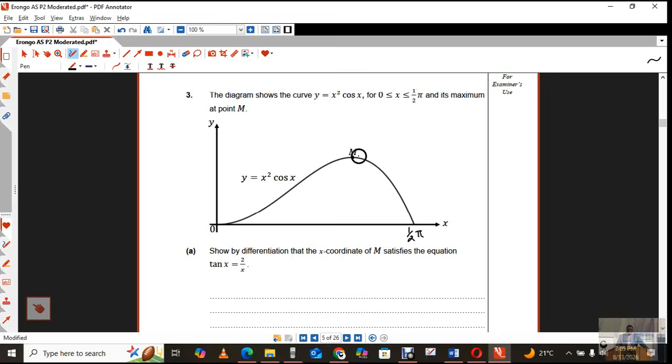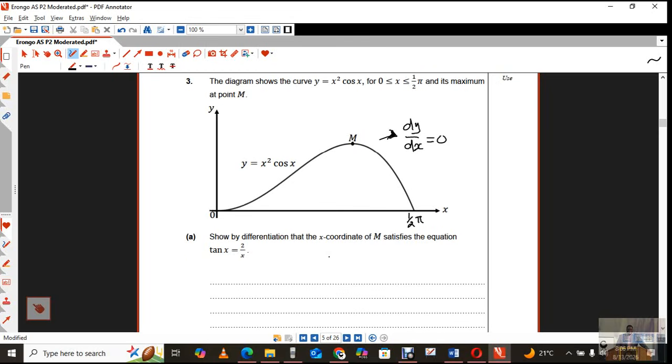And then the maximum point, as you can indicate, is at M, and something very interesting, at this maximum point, you should definitely know that the derivative of this is 0. The gradient there is 0. I'm just bringing that out because it's perhaps where this question is going to lead. But first part, they say show by differentiation that the x coordinate of M satisfies the equation, which is given as tan x equals 2x.